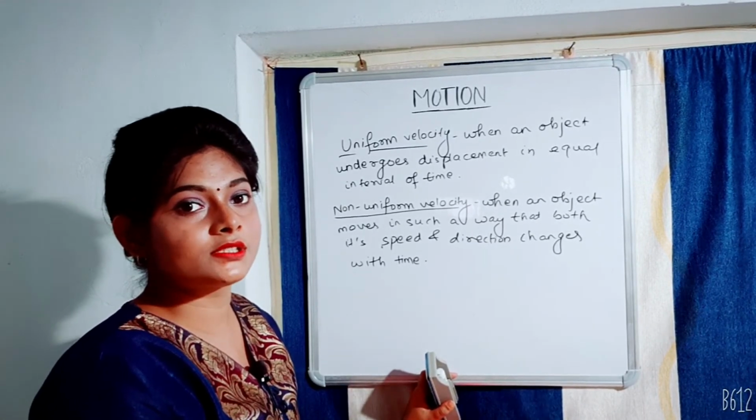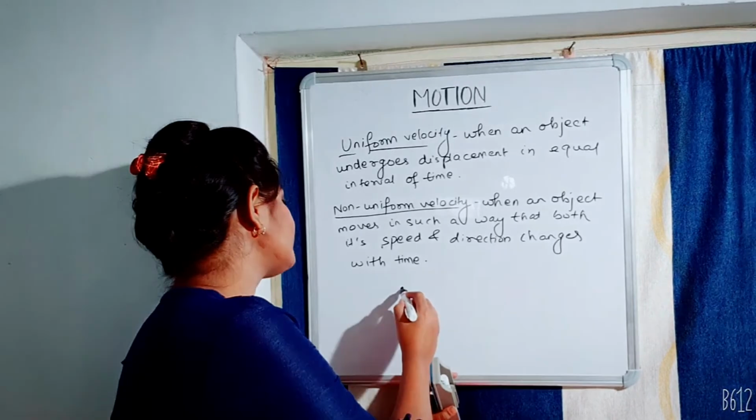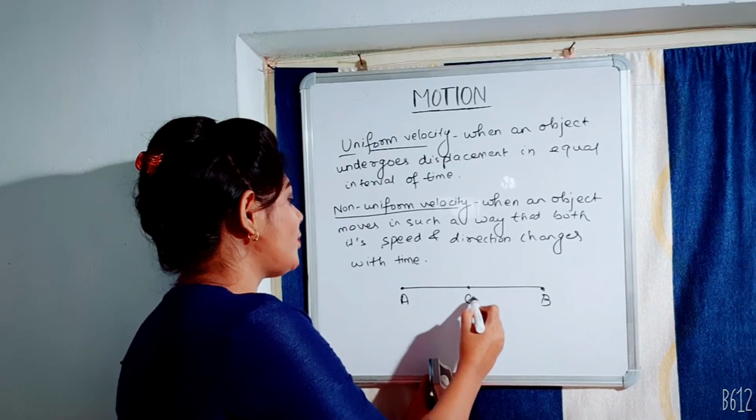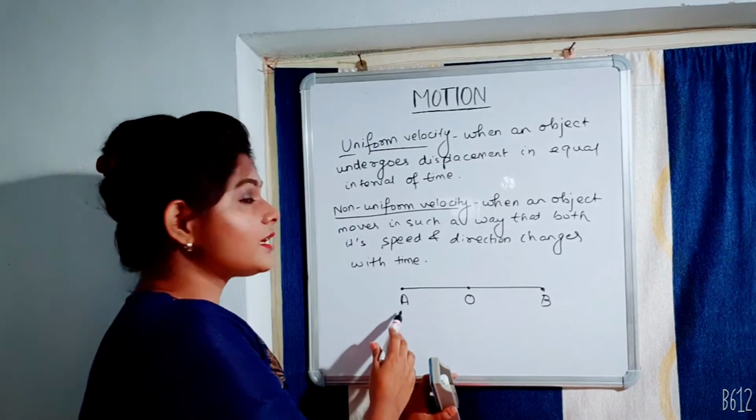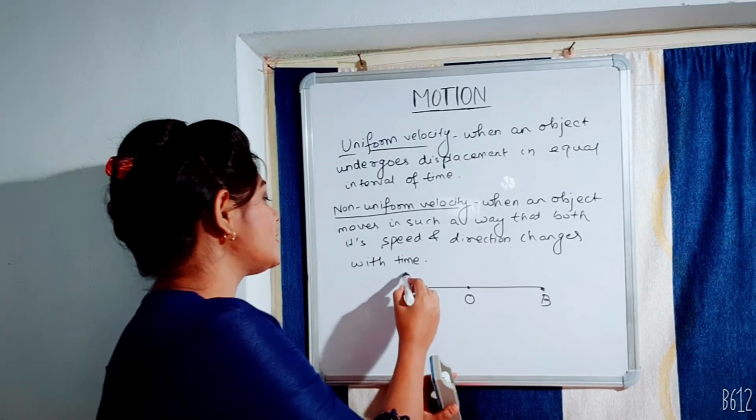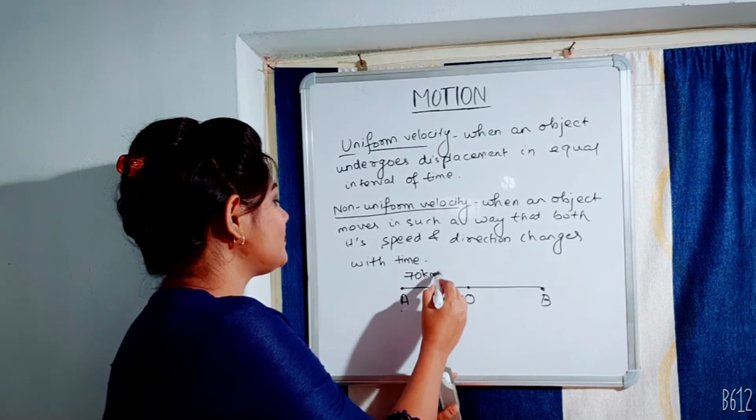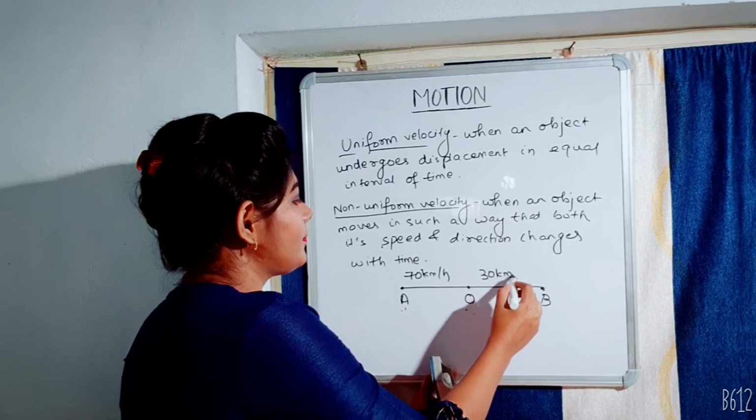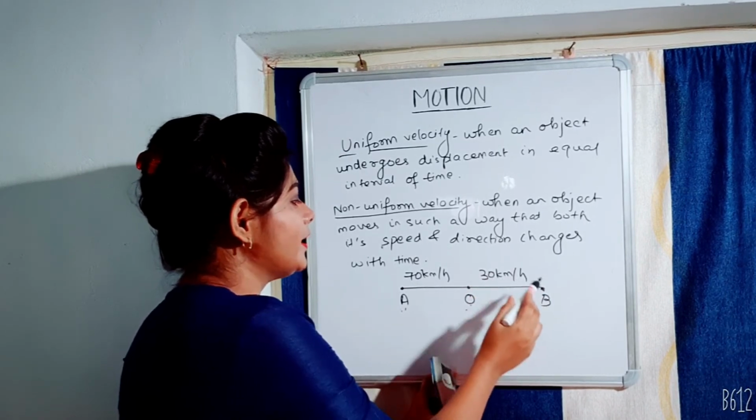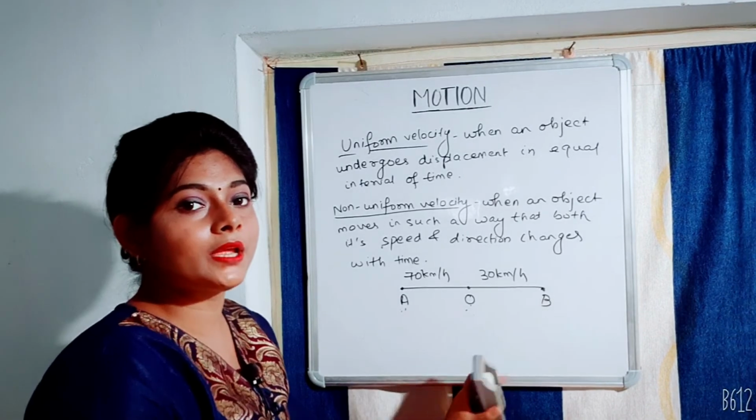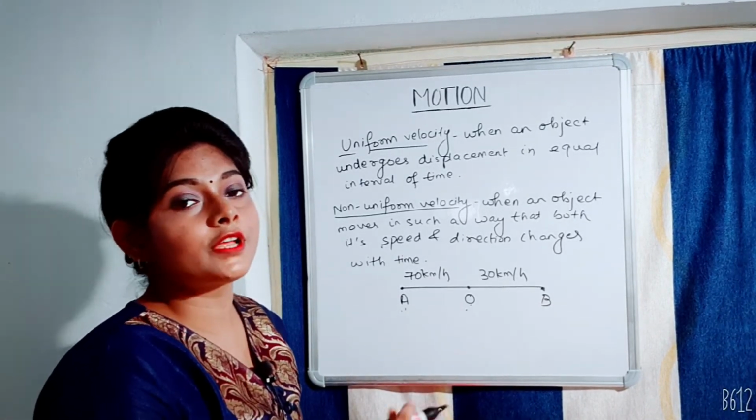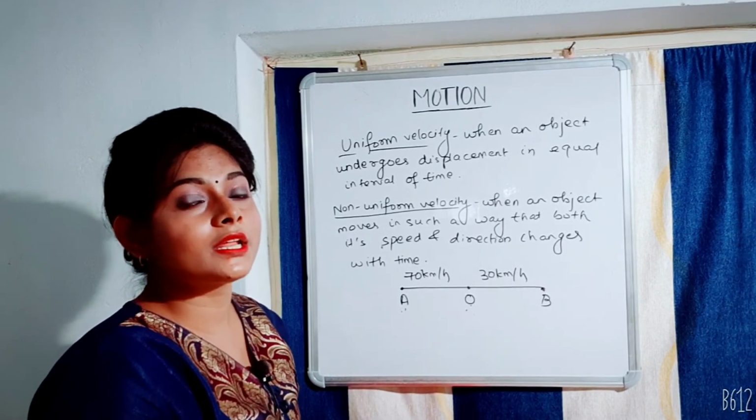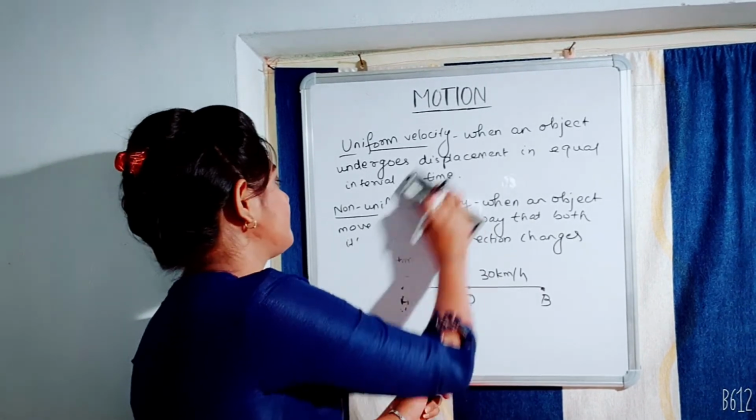So what is average velocity? Suppose a car is moving from point A to point B. Let's take another point O in between A and B. Suppose the car is moving at a velocity of 70 km per hour from point A to O and 30 km per hour from O to B. So what is the velocity from A to B? How can we say? For that we have to find the average velocity. So now we will see what is average velocity.